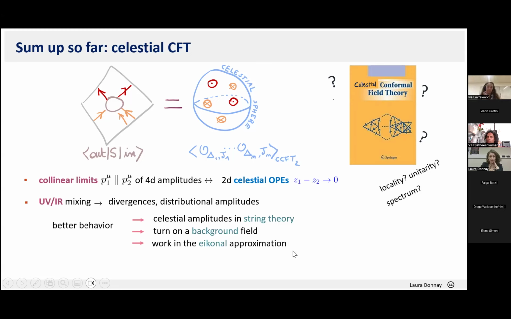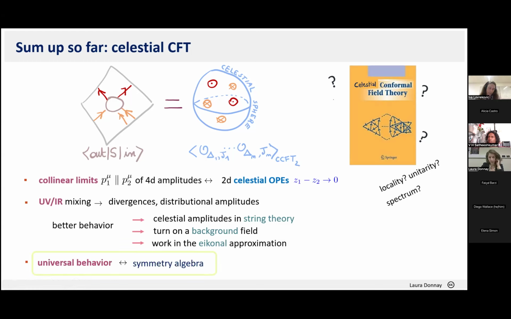And again, as we saw, these divergent integrals appear when you work at a finite number of loops in the expansion. They appear anytime you work at perturbative level at a finite order. However, if you go beyond that, if you don't work perturbatively, then you avoid these issues. And people have been advocating that a good framework is to work in the eikonal approximation, where you can define celestial amplitudes which are much better behaved.